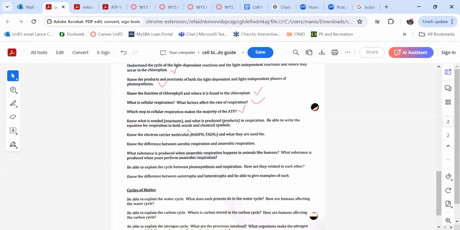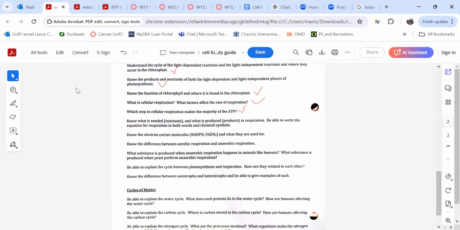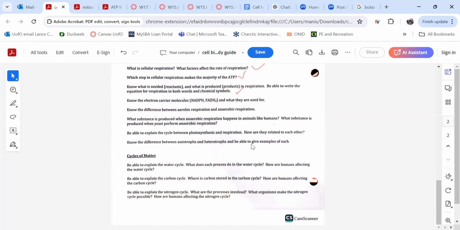Be able to write the equation in both words and chemical symbols. All right, we have that. Cellular respiration, here's my equation. Good. We're getting close. Now the electron carrier molecules NADH, FADH2. Know the electron carrier molecules. Okay, we know them. And what are they used for? Oh, right. Let's write about those.